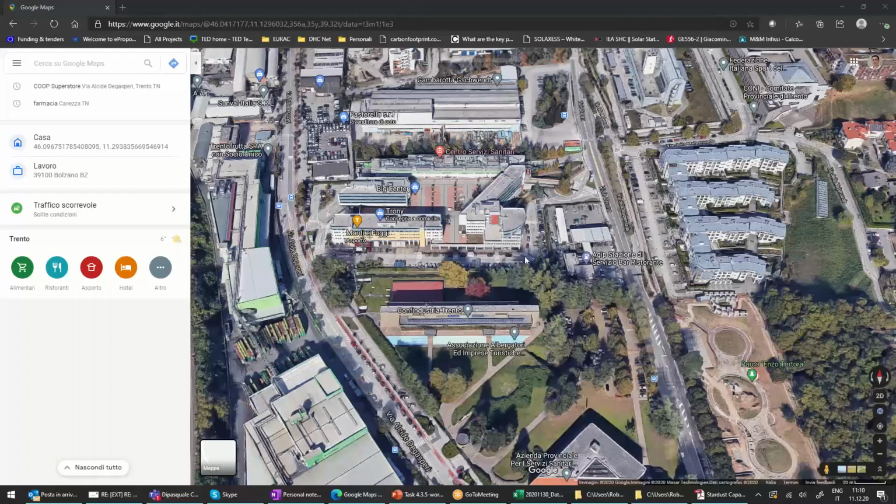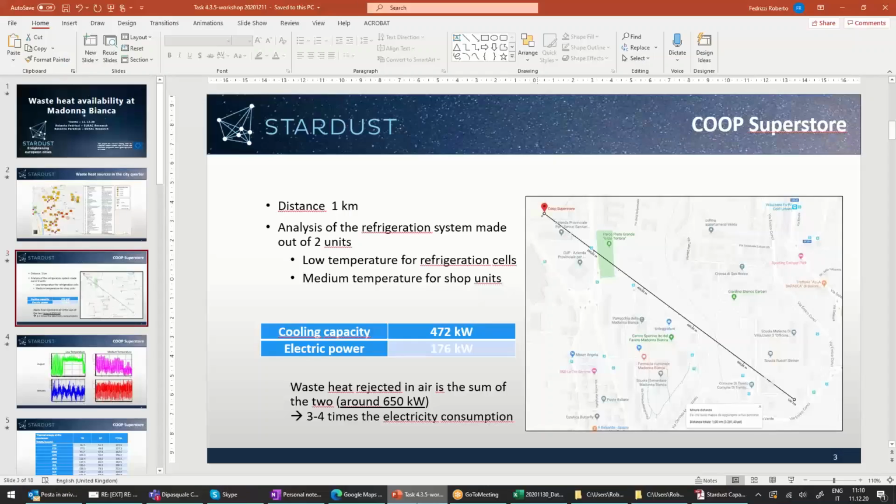So it is a medium to large size supermarket. And what we have done is to concentrate on their refrigeration needs, because we know that these chillers that they installed are quite big and they consume quite a lot of electricity, therefore also project quite a lot of energy into air.